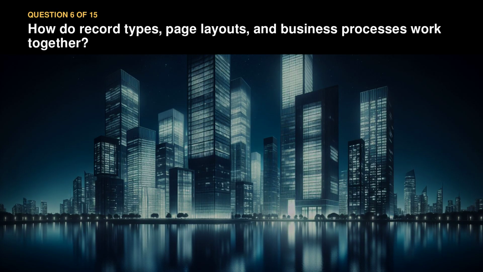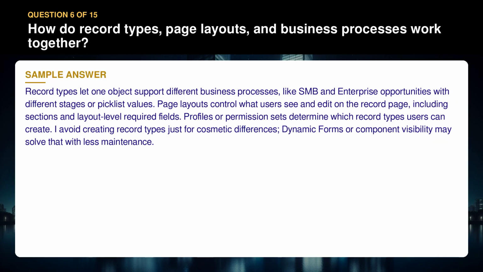Question 6. How do record types, page layouts, and business processes work together? Record types let one object support different business processes, like SMB and enterprise opportunities with different stages or picklist values. Page layouts control what users see and edit on the record page, including sections and layout-level required fields. Profiles or permission sets determine which record types users can create.